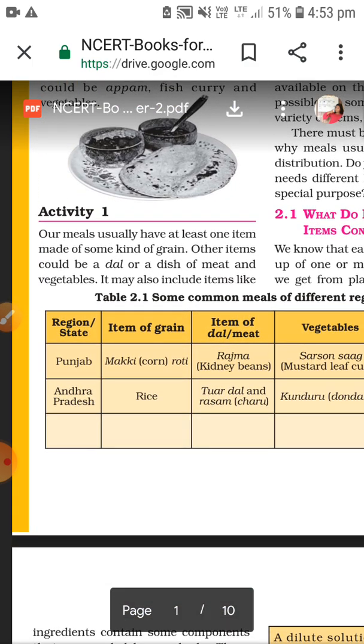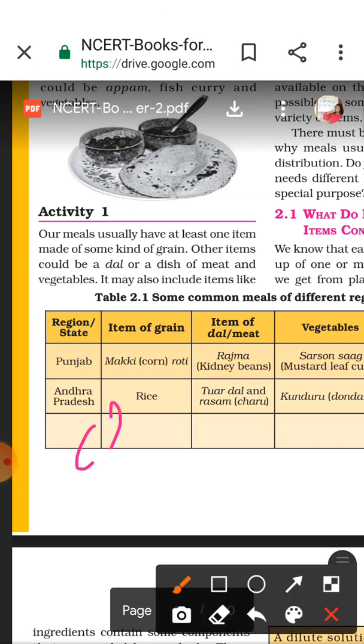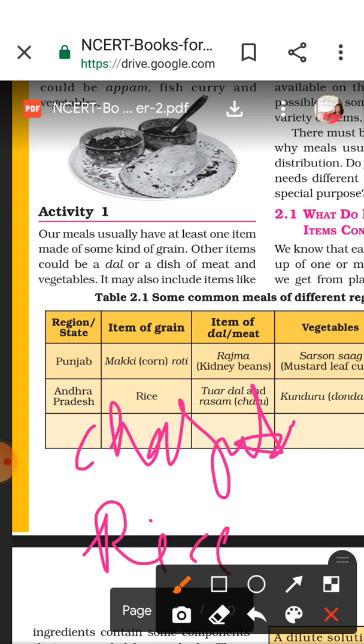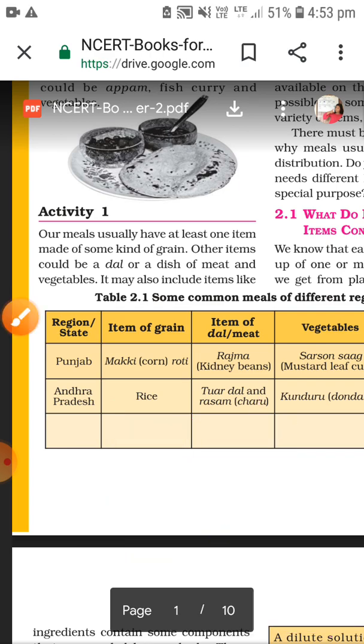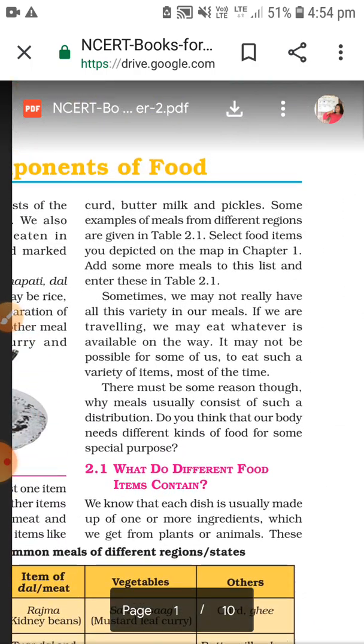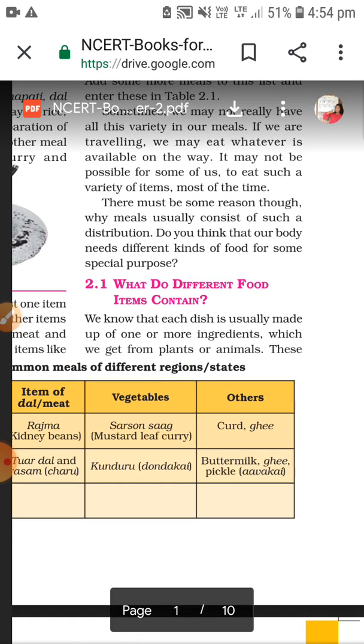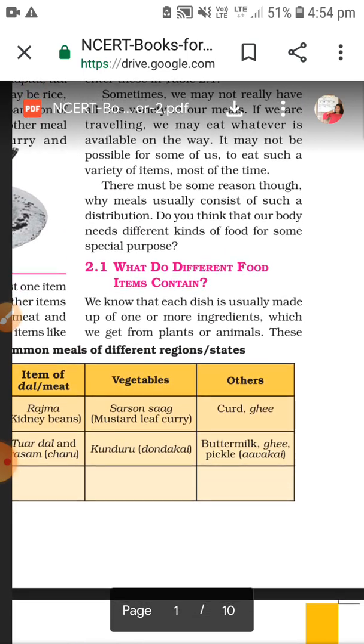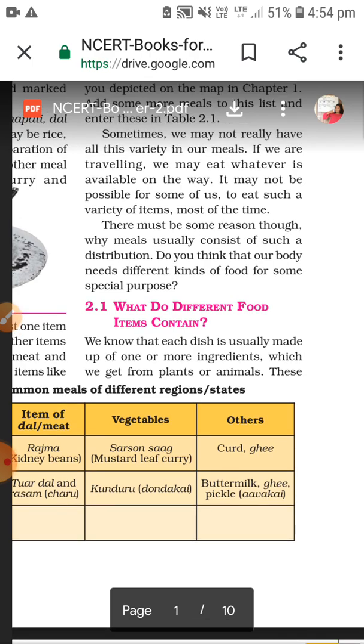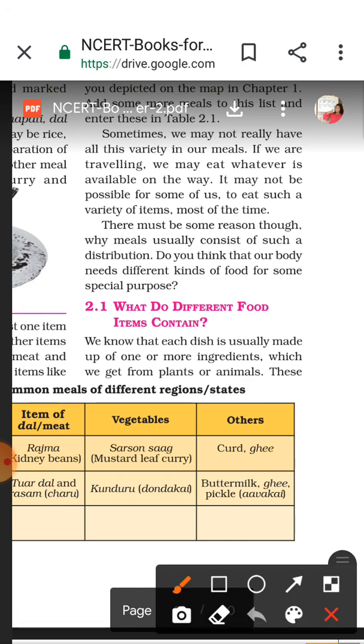So this is an activity that our meal usually has at least one item made of some kind of grain. Yeah, this is chapati and rice. Okay, rice. Now we will go to the important point. Do you know our body needs a kind of that? So what is a component of food that is also called nutrients?